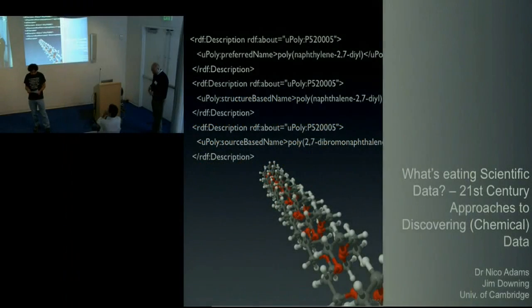Introducing Nico and Jim Downing from the University of Cambridge, chemists who work on semantic problems in chemistry, which is very interesting to me because I've worked on similar stuff in biology. It's a really huge problem. It's a potential solution to huge problems. It's academically very interesting, and it's obviously of interest to us at Google. So they're going to tell us about what's eating scientific data, 21st century approaches to discovering chemical data.